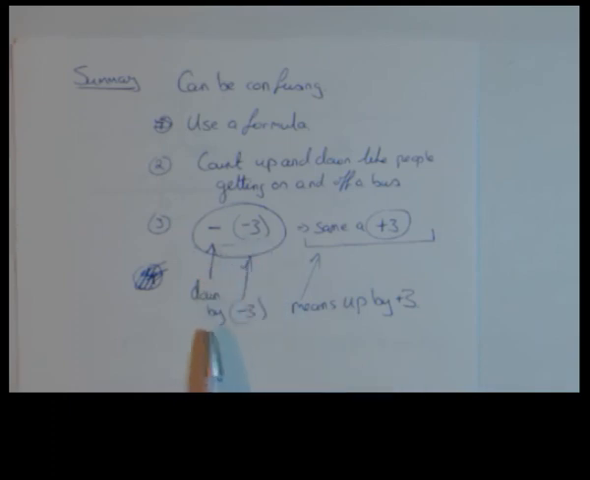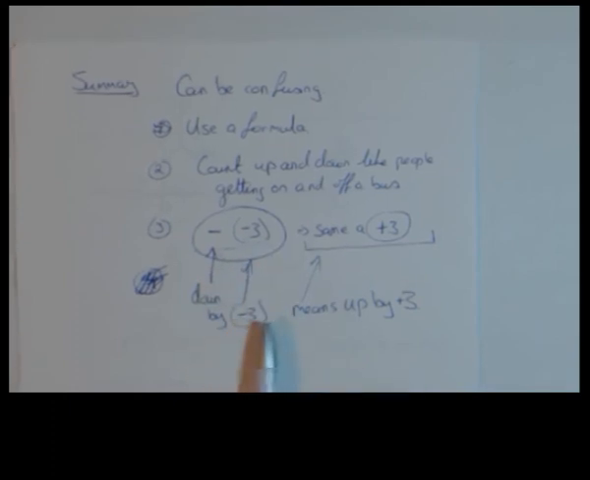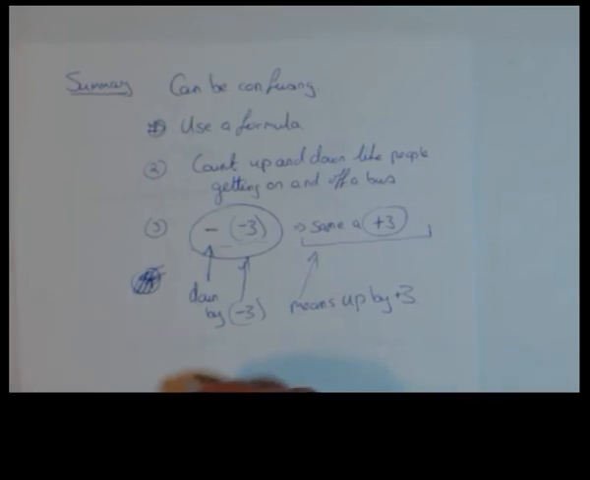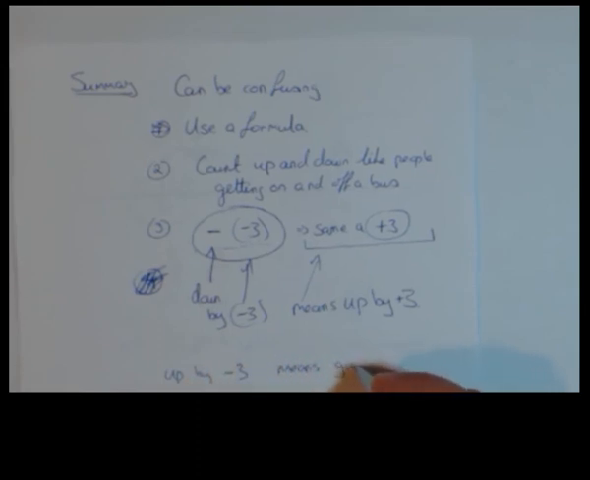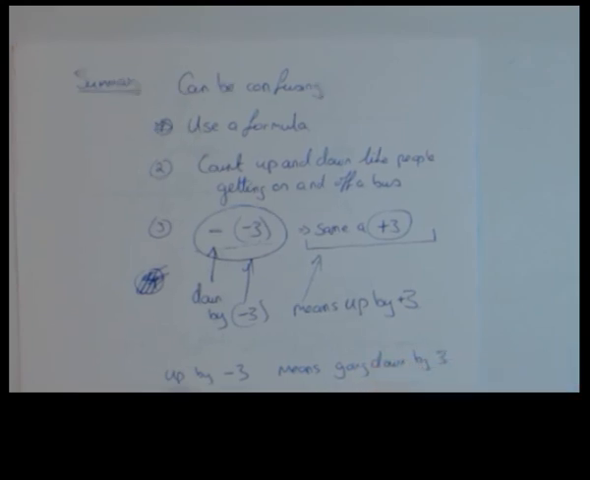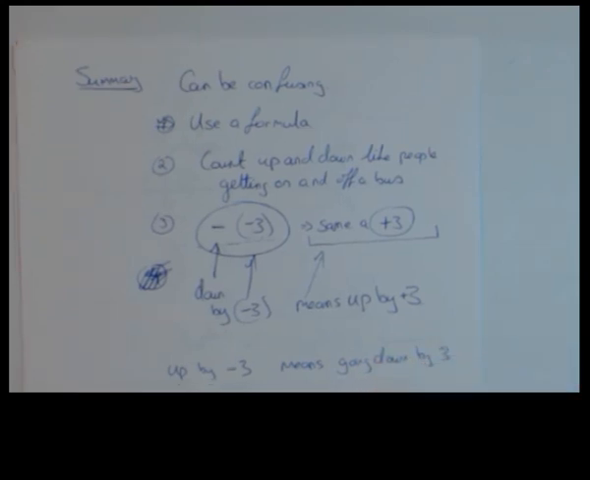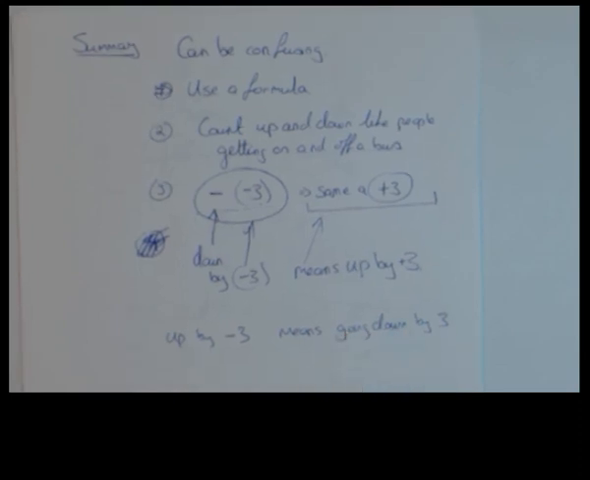So we end up with a strange situation that going down by -3 means going up by +3. And actually the same thing happens as well. Going up by -3 means going down by 3. So apologies for the writing there, it's a little bit unclear, but we get the idea that a minus is changing the direction of something that's happening.